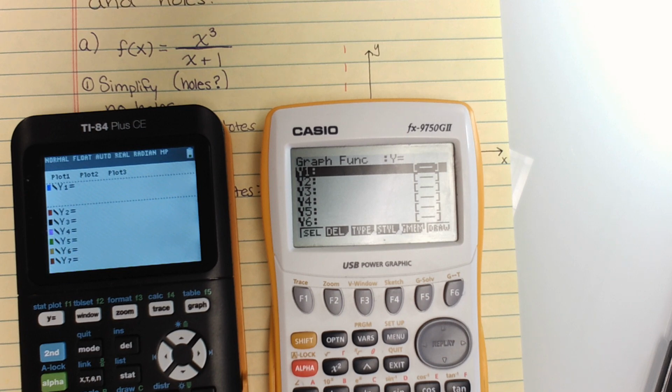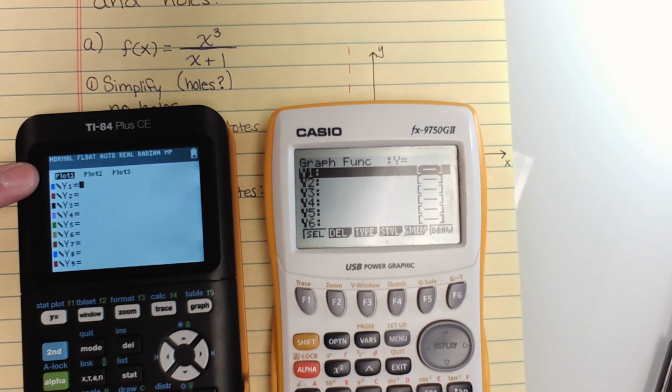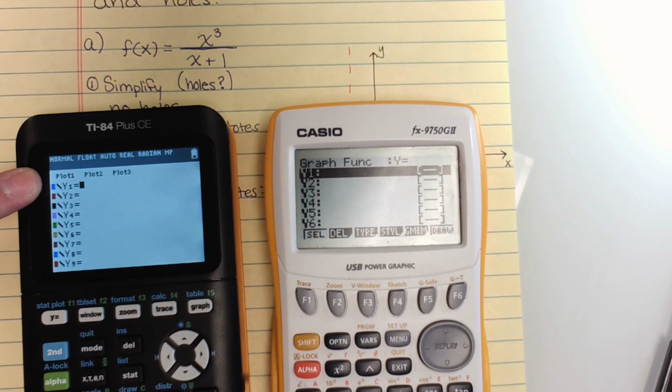Here's how you know if they're off or on. Are they highlighted or not? Mine are currently not highlighted. If yours are, if they look like that, you need to get that turned off. So scroll up, click enter, and scroll back down, and it will turn it off.